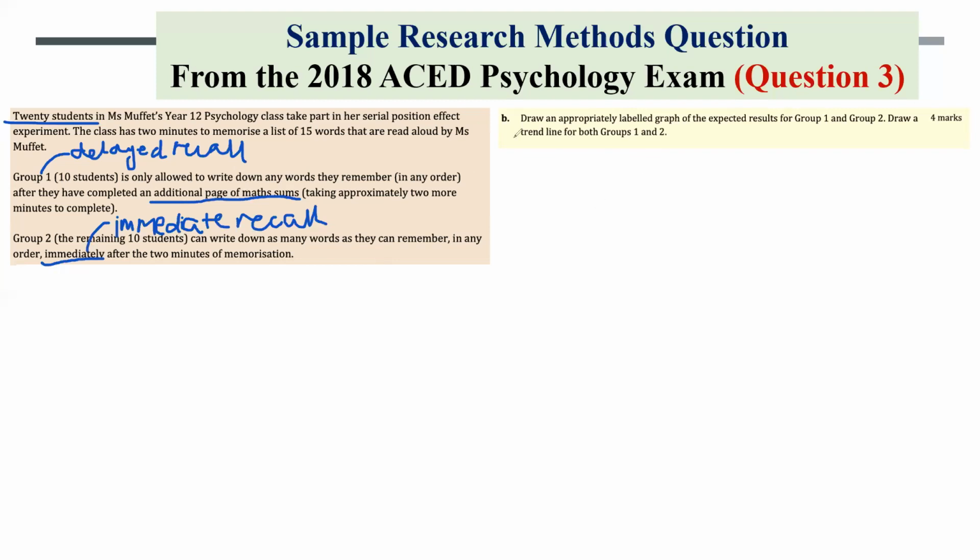Now I've just taken the only relevant question I think is really important. Question B is, draw an appropriately labeled graph of the expected results for group 1 and group 2. Draw a trend line for both groups. Now trend line means you can draw the curve. Remember when we did serial position effect, we talked about the serial position effect curve that follows this kind of shape. It's kind of like a U shape.